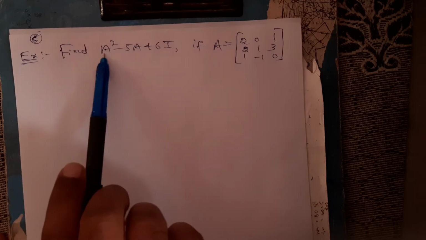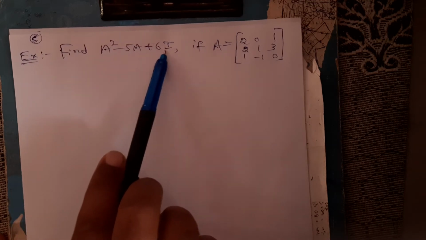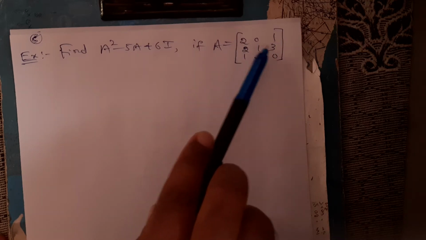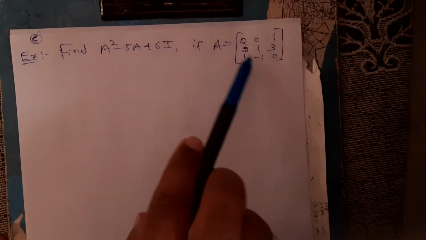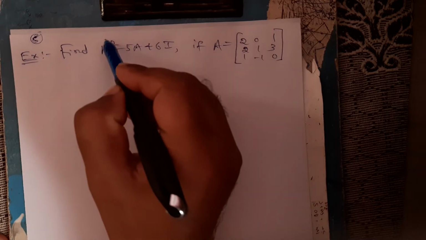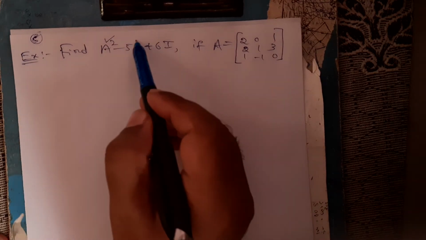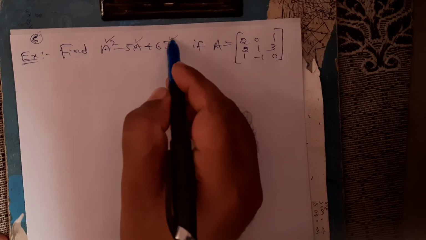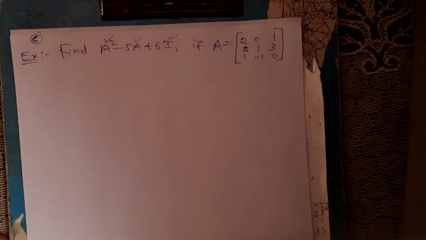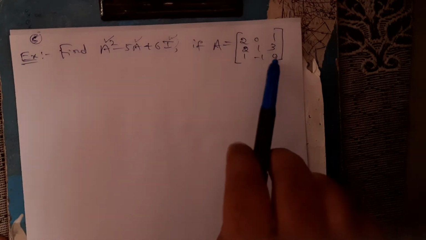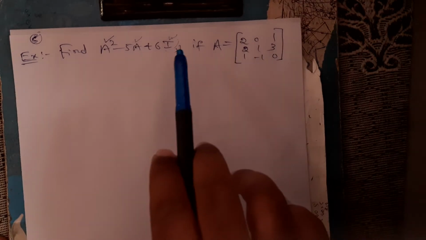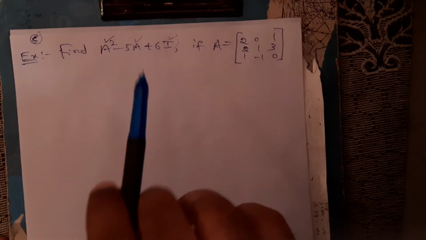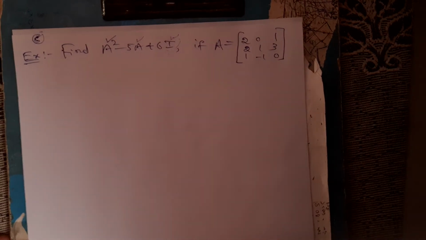Find A squared minus 5A plus 6I if the matrix is given as 2 0 1, 2 1 3, 1 minus 1 0. So it is a square matrix. Here we have to find out A squared, then 5A, 6I. Here I is given. So what is I here? I means we know it is an identity matrix, a square matrix of order 3. So we have to consider the identity matrix of order 3. Let us work out one by one.